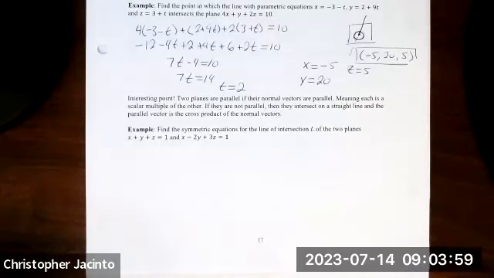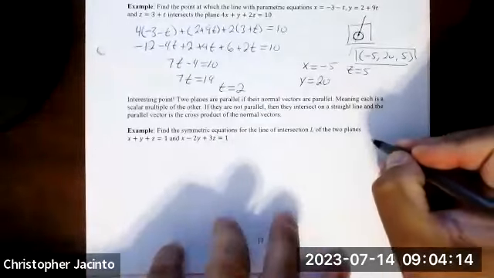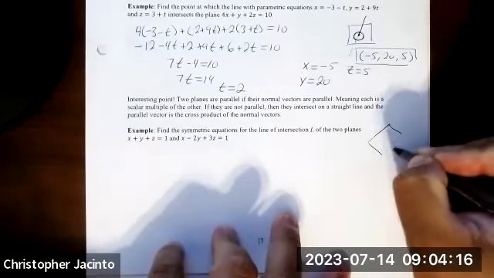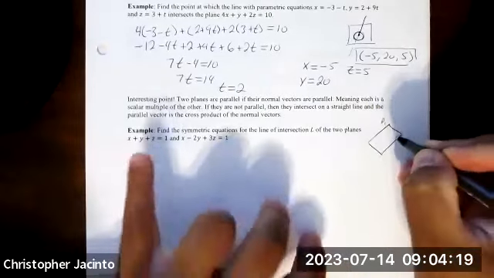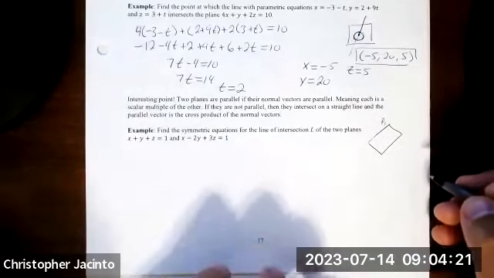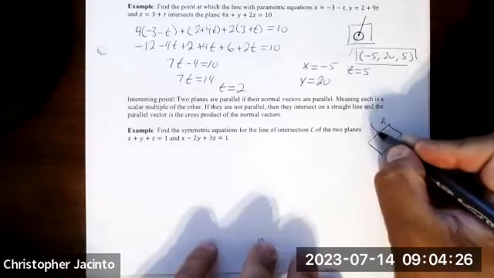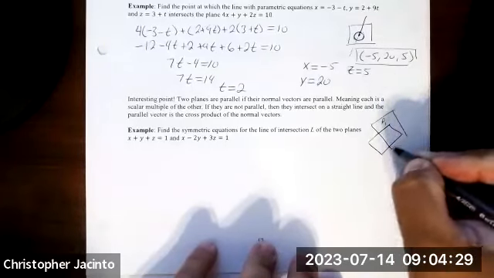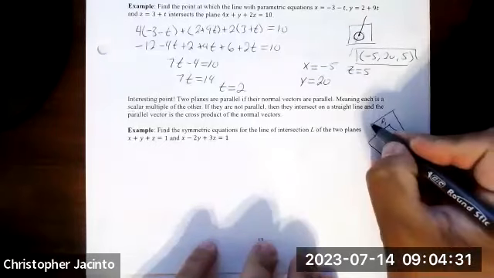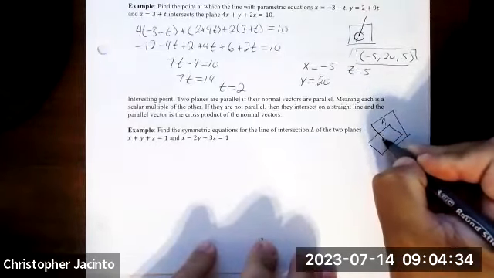So find the symmetric equations for the line of intersection L of the two planes x plus y plus z equals 1, and x minus 2y plus 3z equals 1. So what's happening here is I have two planes. Let's say this is plane 1. That represents this one. And then plane 2 does something like this. Where the line that intersects it is right here.